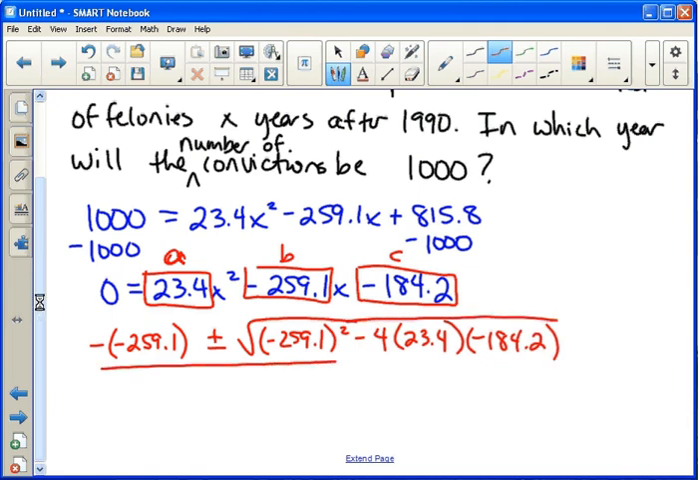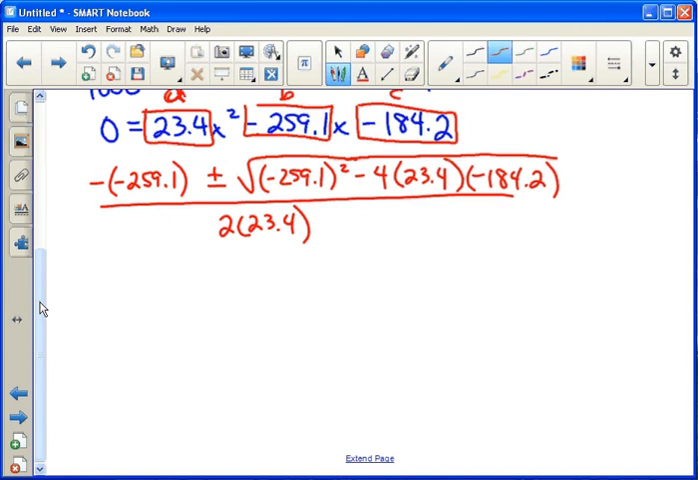Okay, so here we go. I'm going to first deal with what's inside the square root. So I do negative 259.1 squared minus 4 times 23.4 times negative 184.2. That gives me 84,000. One second, let's go ahead and those double negatives cancel out. So we get plus or minus the square root of 84,373.93, all divided by 46.8.